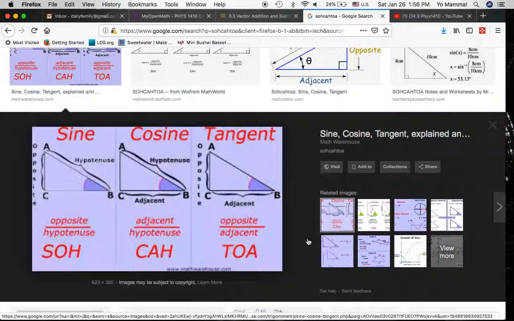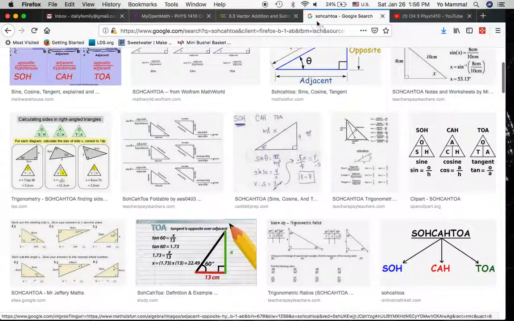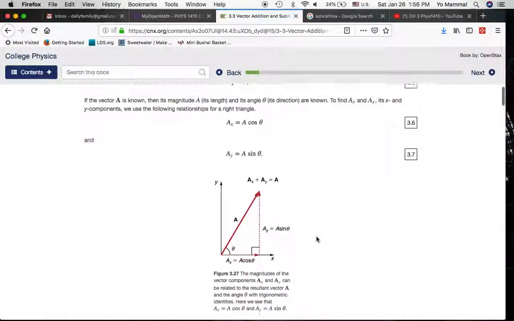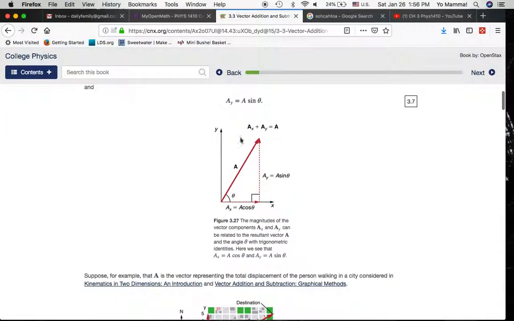That helps you remember it, in case you haven't learned that before. So in this case, if we have this triangle and we want to calculate the x component, it is next to the angle theta, so we use the cosine. We solve that relationship and find that this adjacent side equals the hypotenuse, which is the length of A here, times the cosine of theta. That's just the solution of SOHCAHTOA. And on the y side, you get A sub y equals A sine theta.